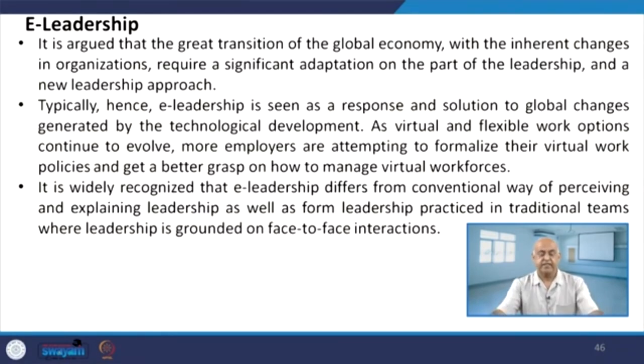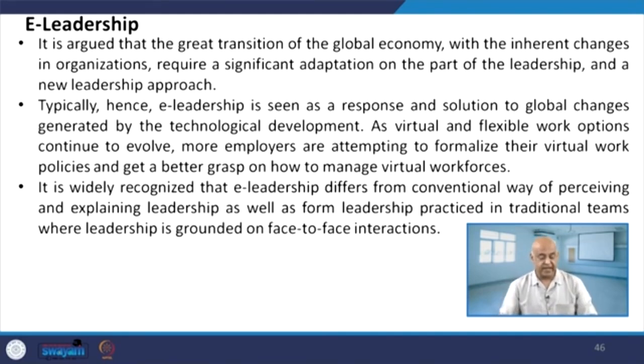It is argued that the transition of the global economy, with the inherent changes in organizations, requires significant adaptation on the part of the leadership and a new leadership approach, and hence e-leadership is seen as the response and solution to the global change. Generated by technological development, as virtual and flexible work options continue to evolve, more employers are attempting to formalize their virtual work policies and get a better grasp on how to manage virtual workforces. Unless you know how to manage your virtual workforce, you will not be successful.